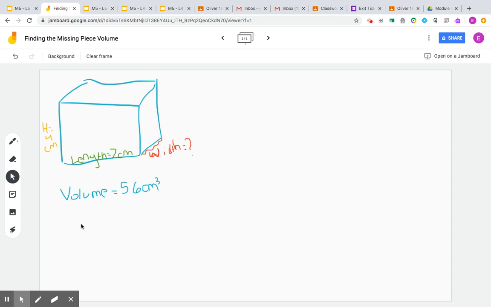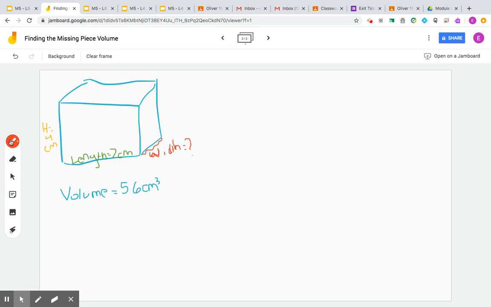We know that we have a rectangular prism. I see that the volume is 56 centimeters cubed. I've noticed that my length is 7 centimeters and my height is 4 centimeters. My goal is to figure out what the width of this rectangular prism is, or how far back it goes. Okay?